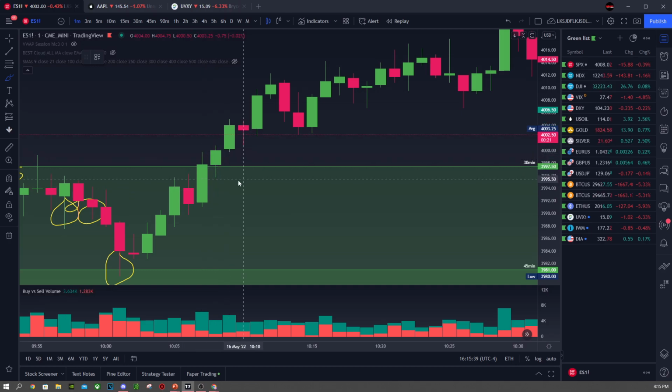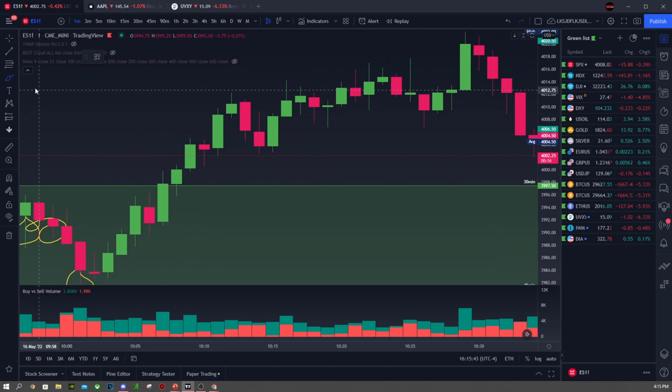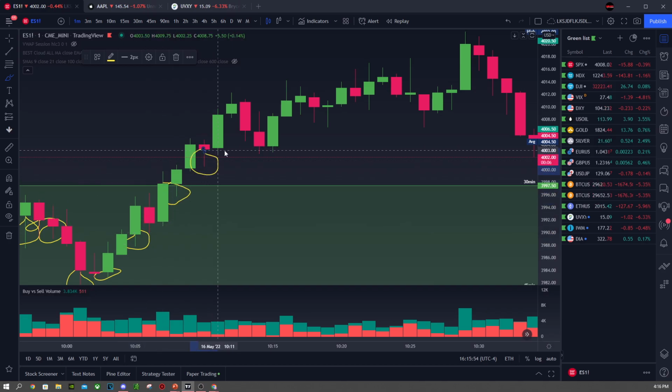But we don't have huge selling wicks though. So still pretty bullish up here. This is the biggest selling wick I'd see right there. But the whole time there's a buying wick, a buying wick, a buying wick, a buying wick, right?